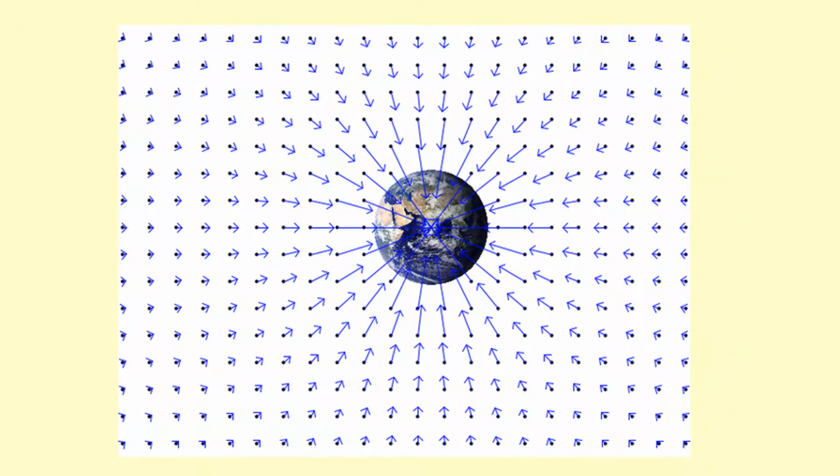This diagram shows the gravitational attraction at different points due to the Earth. As you can see, the arrows are pointing toward the center, and the arrows get longer as you move closer to the surface of the Earth because the gravitational field strength is getting stronger.